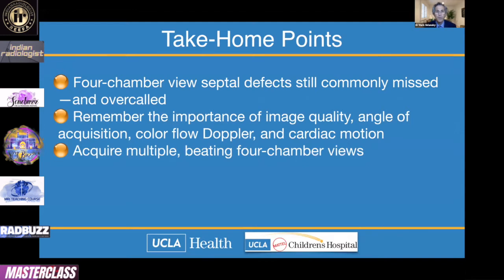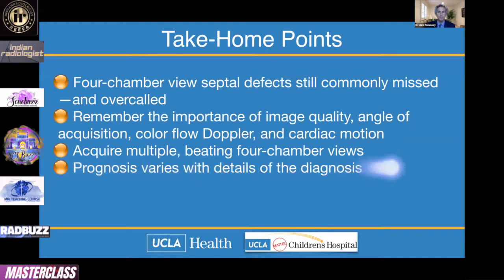You want to acquire multiple beating 4-chamber views. Again, particularly for AV canal defects, it's easy to miss, but also muscular VSD is easy to miss if you're not at the right plane. So 4-chamber view will not pick up all muscular VSDs. It will not pick up all AV canals. It's important to go back and forth, do a sweep, optimize the angle, and so on and so forth.